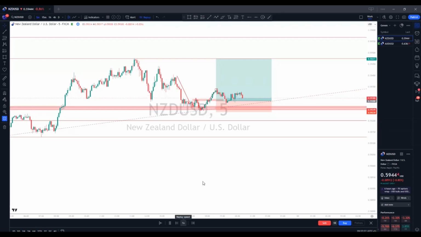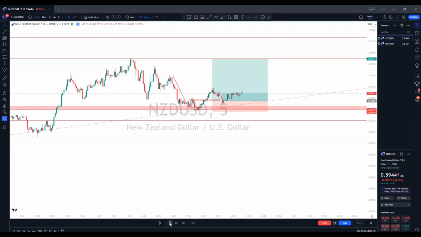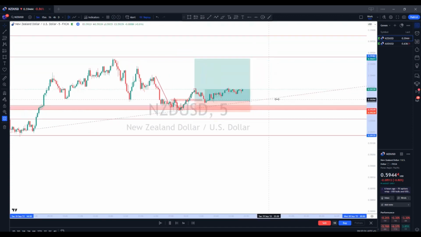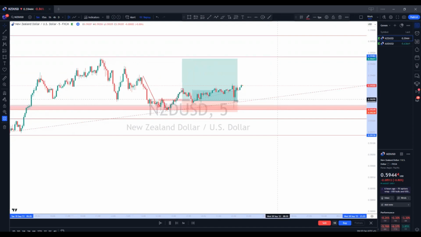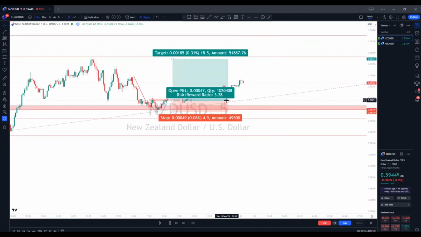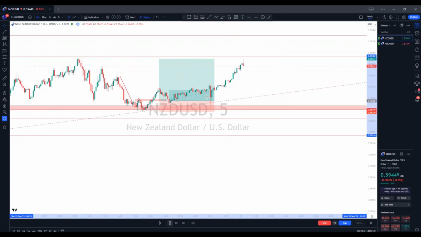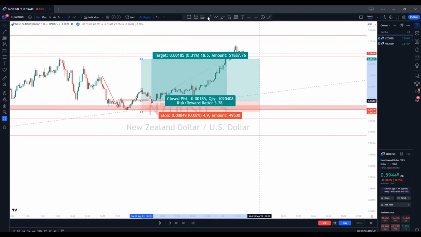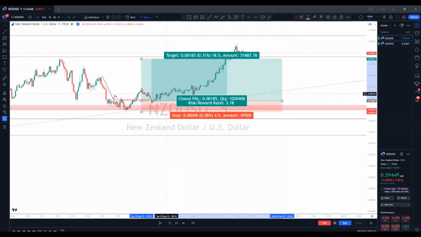Why is it very slow like this? Let's see. Yeah, price later went back up to hit the take profit. So price came back, tapped into that zone where we were looking to buy from, and then reversed.